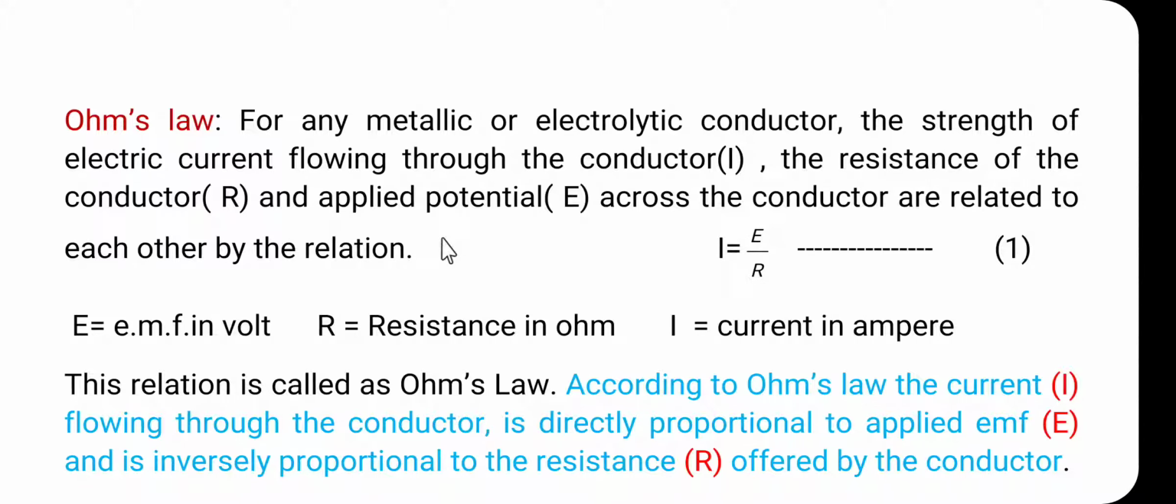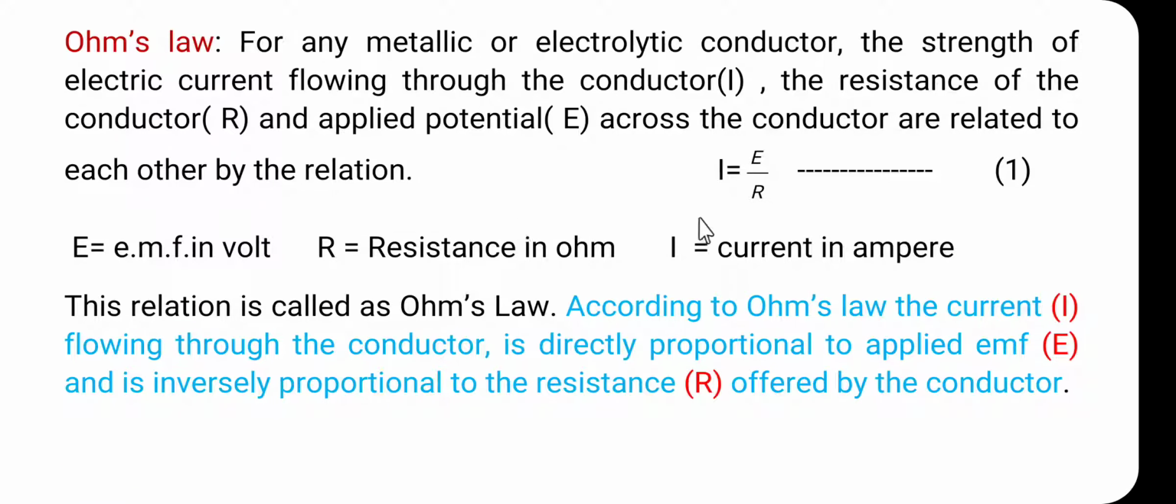For any metallic or electrolytic conductor, the strength of the electric current flowing through the conductor, that is I, the resistance of the conductor, that is R, and the applied potential, that is E, across the conductor, are related to each other by a relation. What is the relation between these three quantities?